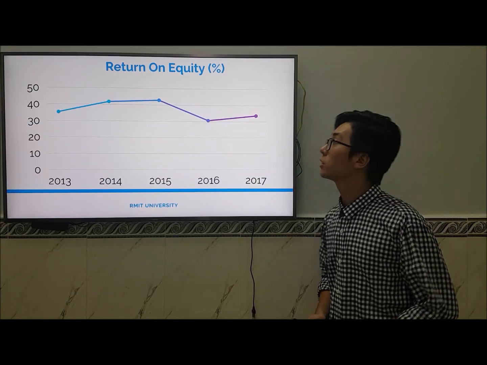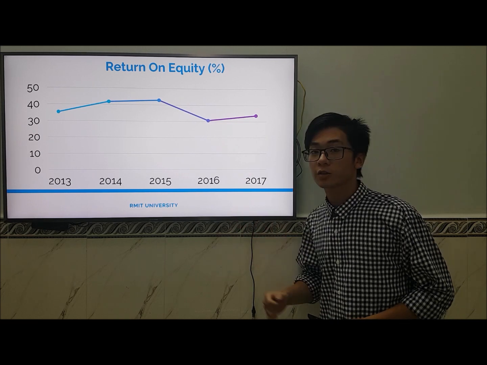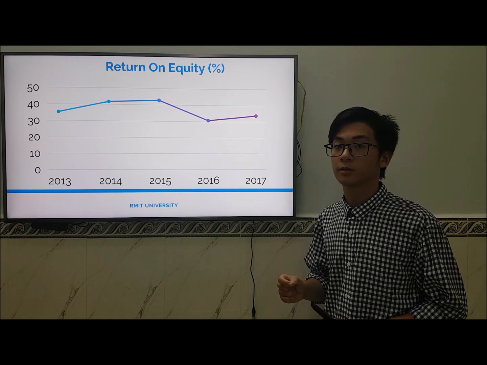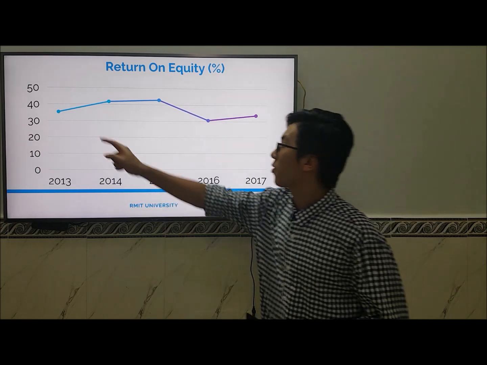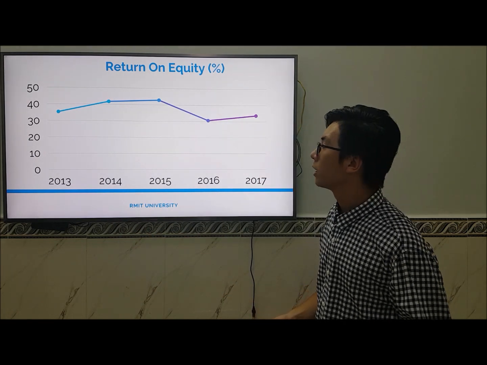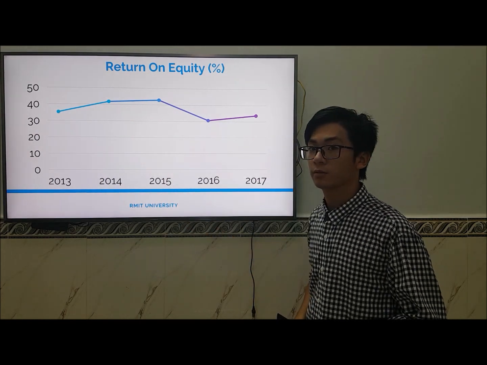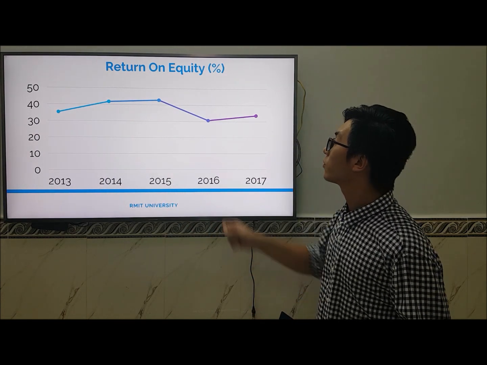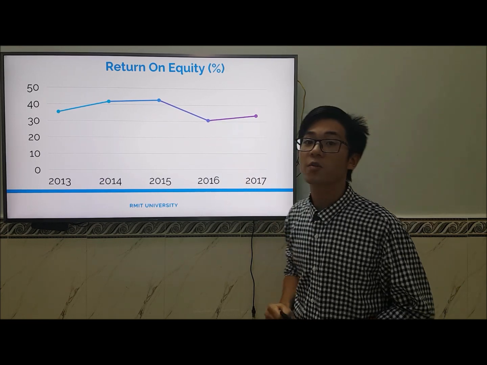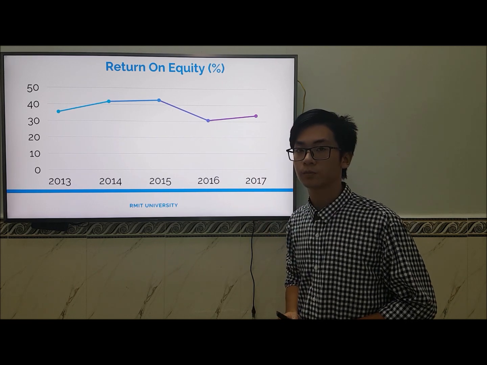Next, we have the return on equity. As you can see here, return on equity has a very similar trend to return on assets, starting with about 35% in 2013. Return on equity increased above 40% in 2015, but after that, a significant drop happened in 2016 to approximately 30%, and a slight increase in 2017.